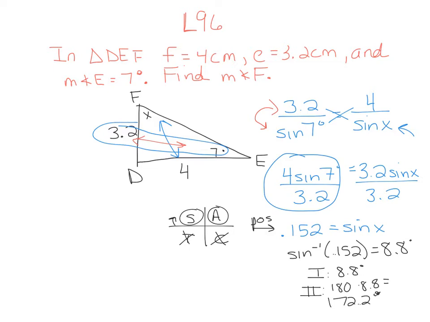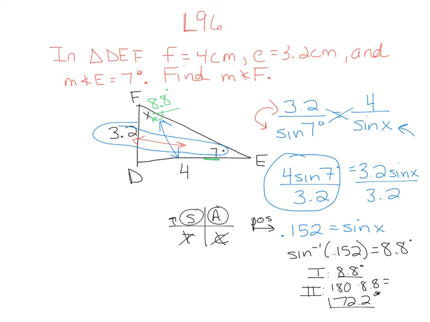So the question is, how do I have two answers for the same angle in the triangle? Could I use both of them? Is one of them the right answer? So if I put the 8.8 right here, it looks kind of weird, but that would fit, right? 7 and 8.8 degrees can fit in a triangle.